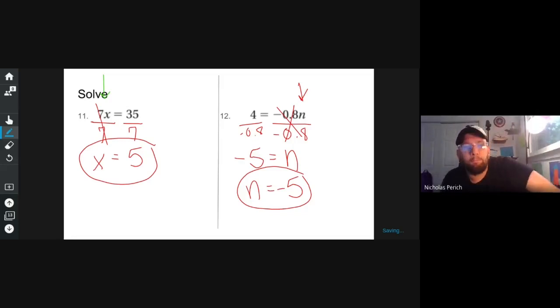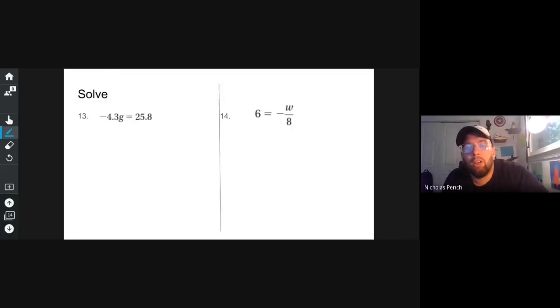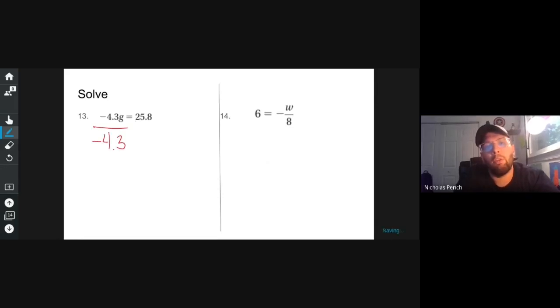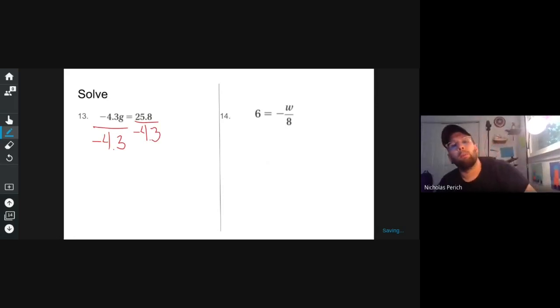All right, gang. Good. Is G all by itself? No. What is in the way? Negative 4.3. How is negative 4.3 in the way? It's being multiplied. How do I get rid of it? Divide both sides by negative 4.3.